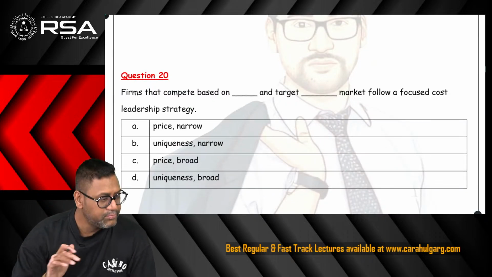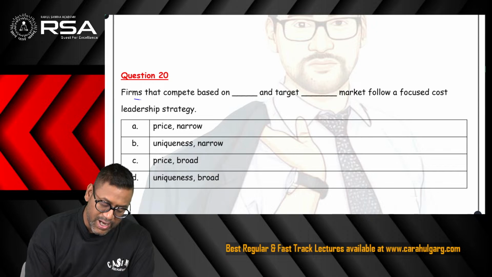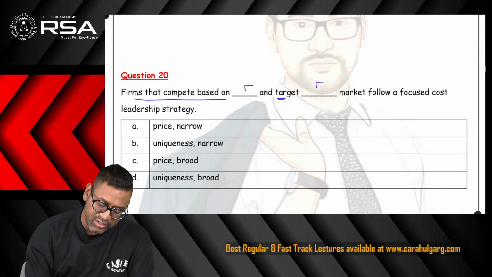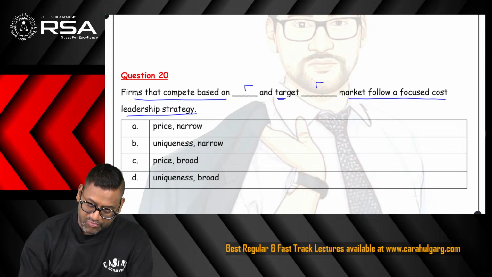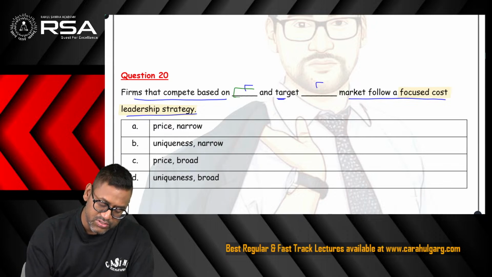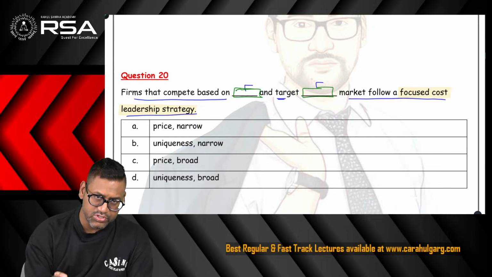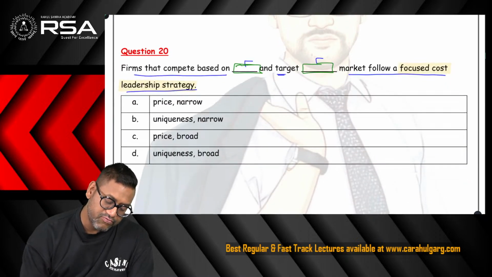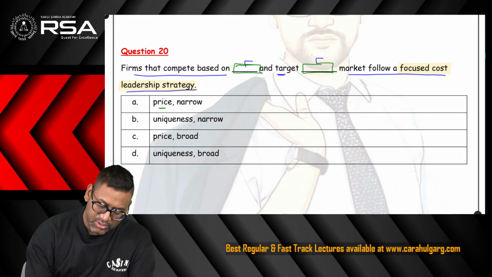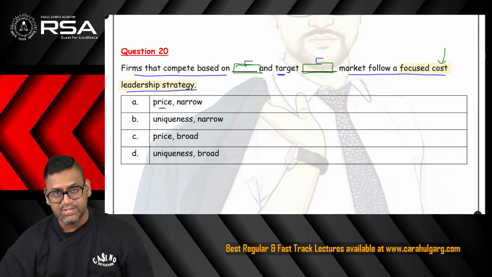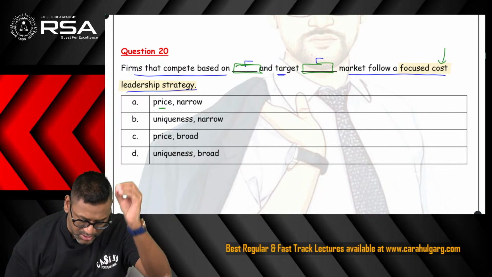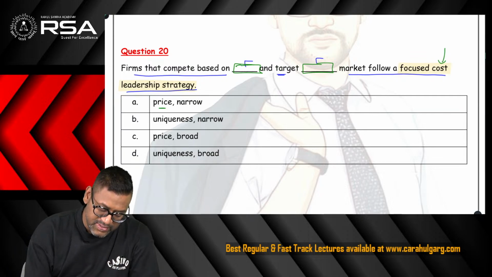20th question, the last one for the session. The firms that compete based on dash and target dash market follow a focused cost leadership strategy. Okay, you have to be very careful in this question. When we say focus and cost, there are two fill in the blanks. We have to first eliminate options as per the first blank. Firms that compete based on, it says price. The question is saying cost leadership. That means definitely you are competing on the basis of price, because I can give the product to you at the least cost. So yes, price is the correct answer.